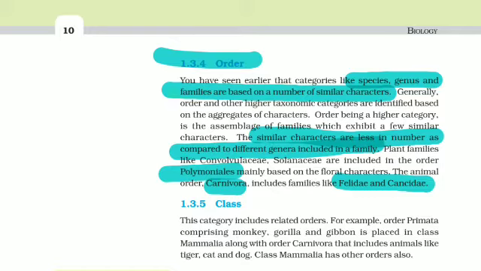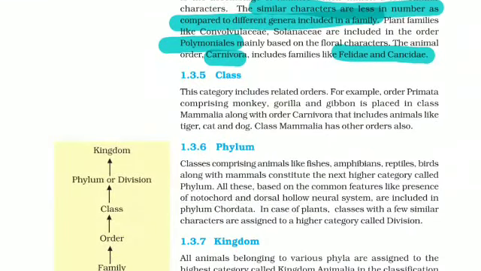I hope you understood. So we'll move on to the next part, that is the class, the next category after order. For an example, they have given primates. Primates include monkeys, gorillas, and gibbons, and are placed in the class Mammalia. So primate is the order, and below this order you have monkeys, gorillas, and gibbons, which are the species that belong under the class Mammalia.